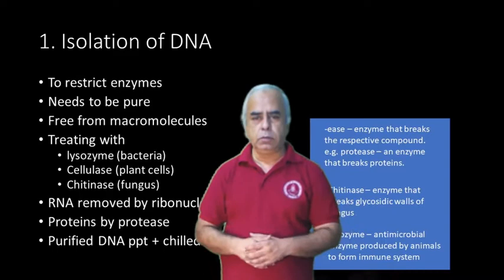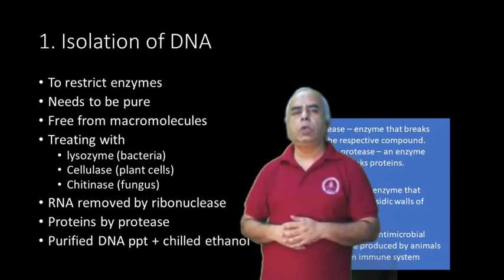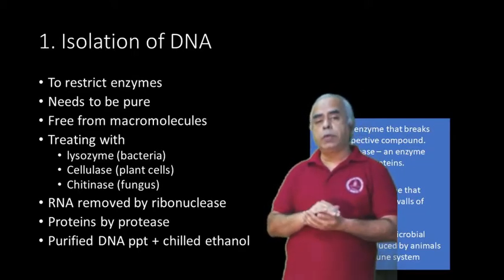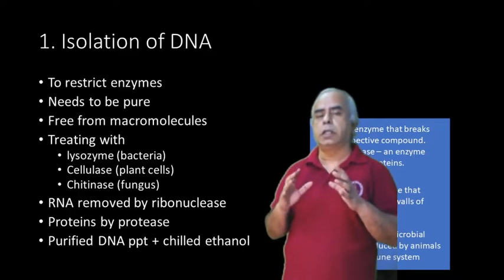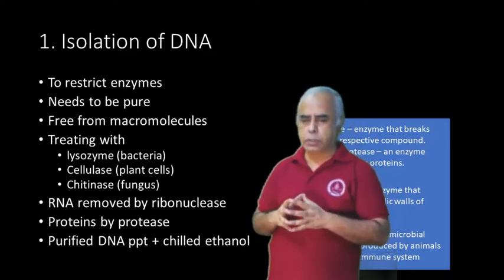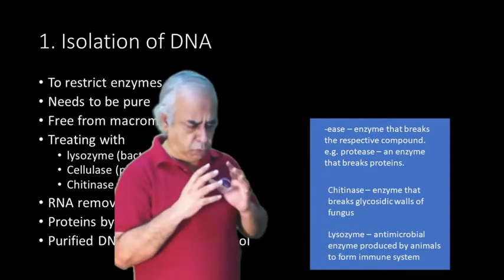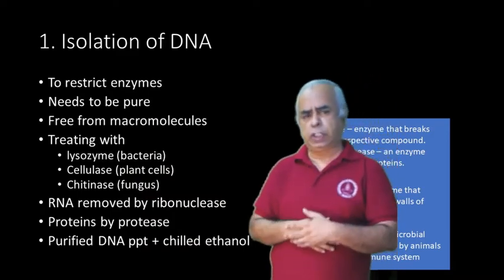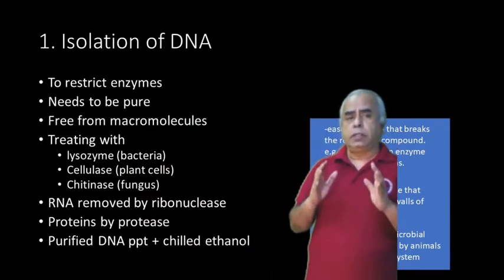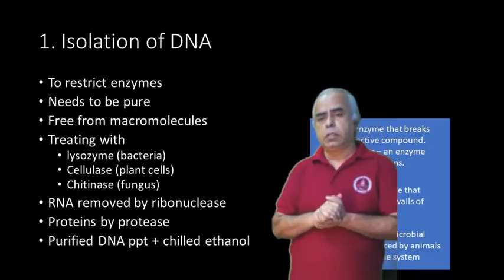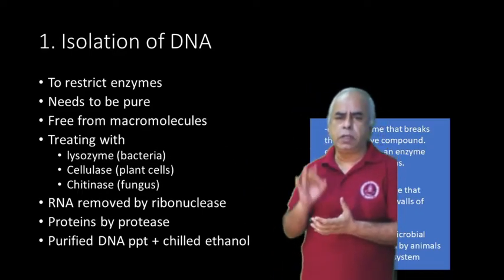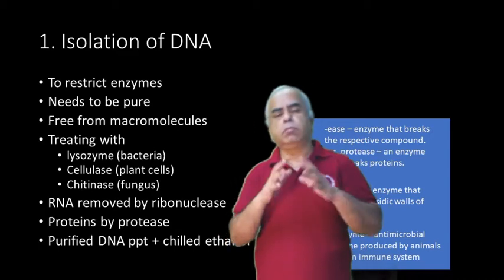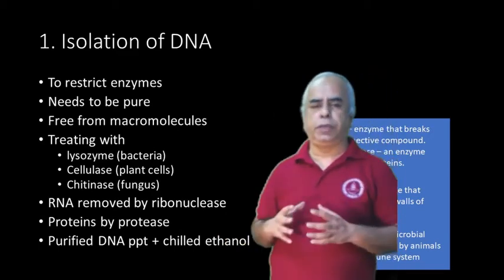Let us see the first one. First we need to isolate the DNA. So for isolation of DNA, we need to restrict certain enzymes. What are enzymes? These are all biocatalysts. So we need to prevent certain enzymes from getting activated. And the DNA should be as pure as possible. So it needs to be very, very pure. Then it should be free from some macromolecules, so that they do not interfere.